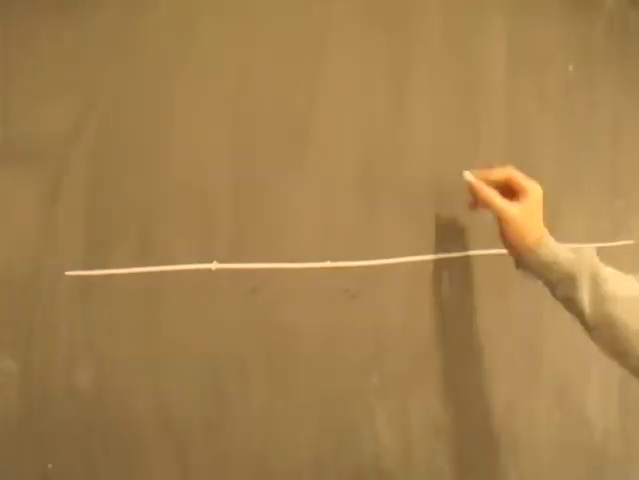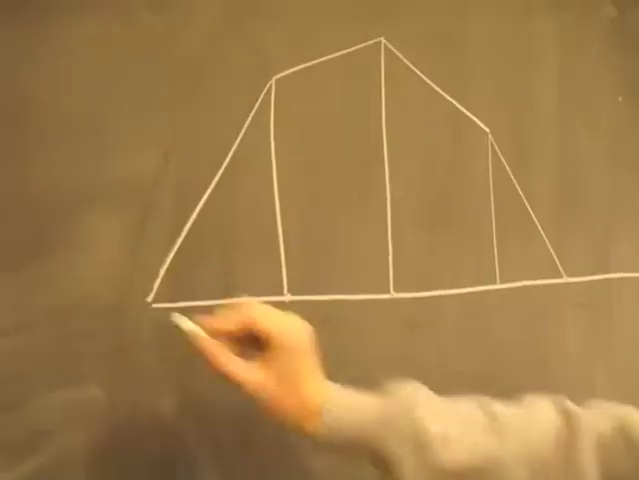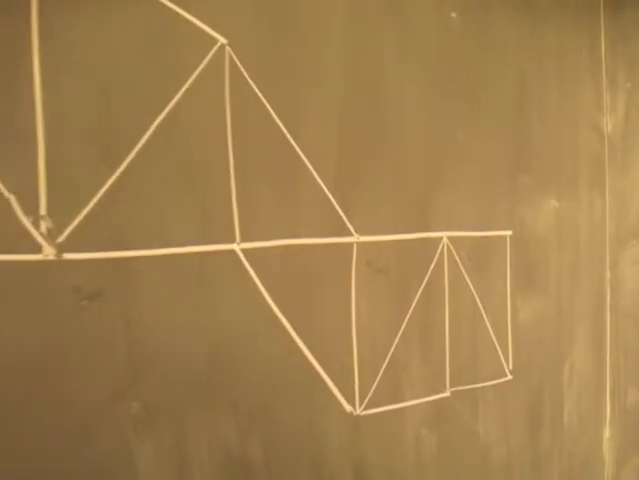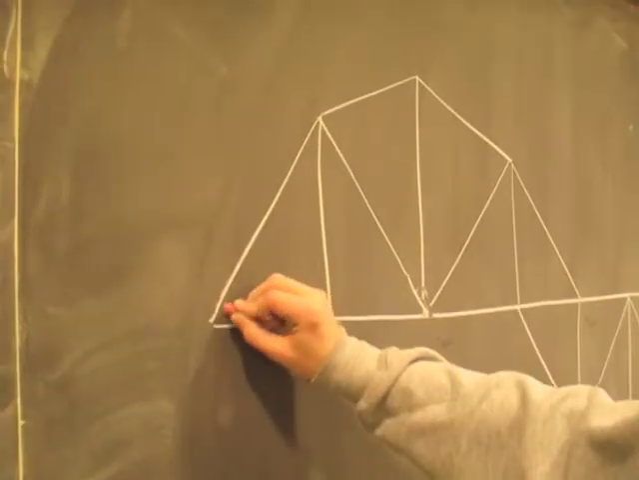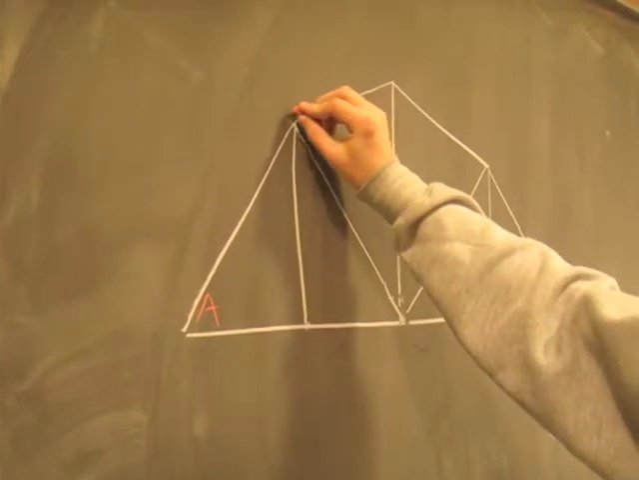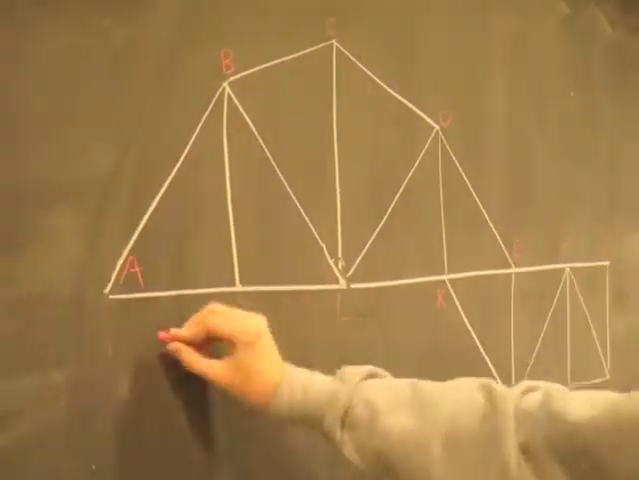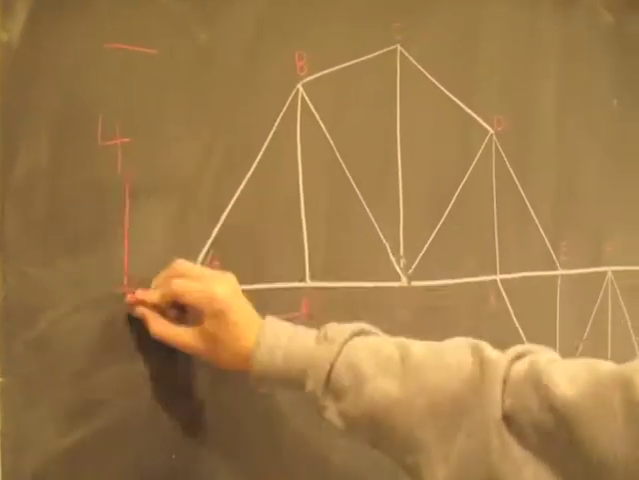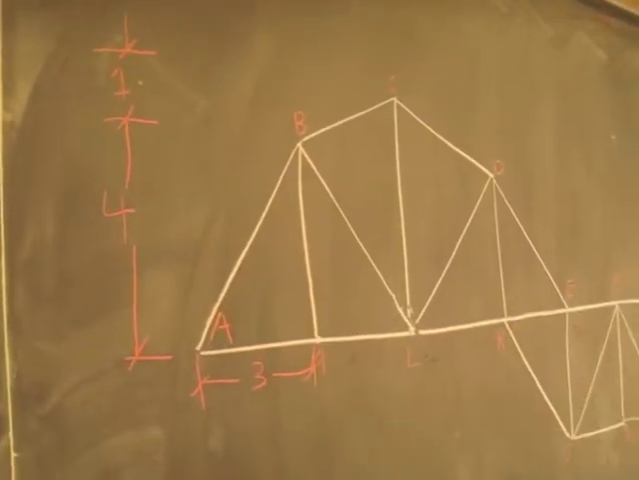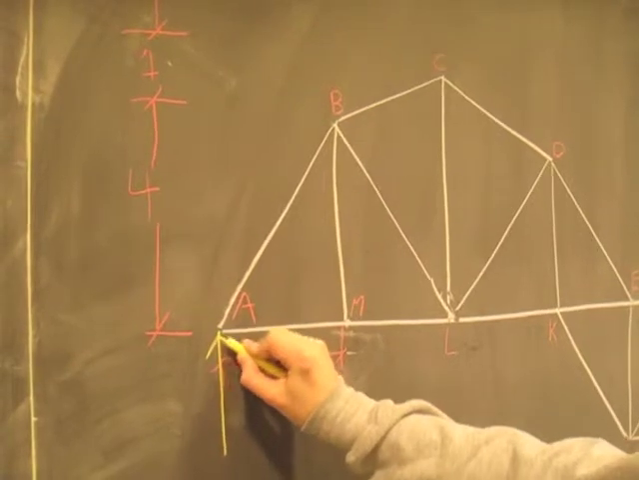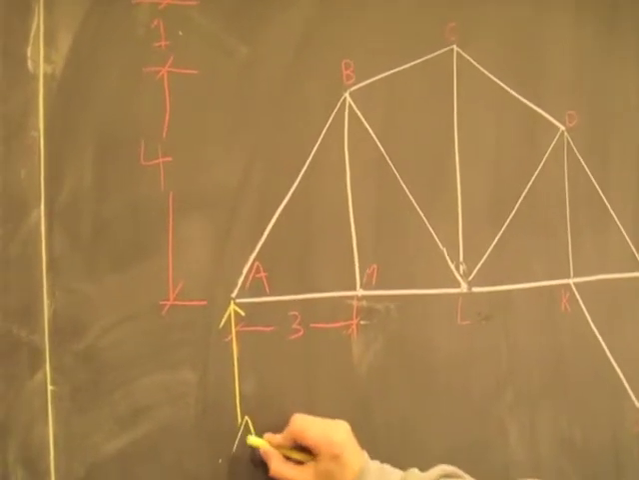First, let's draw a free body diagram. Make sure to label and dimension it. Then add the external forces and support reactions.